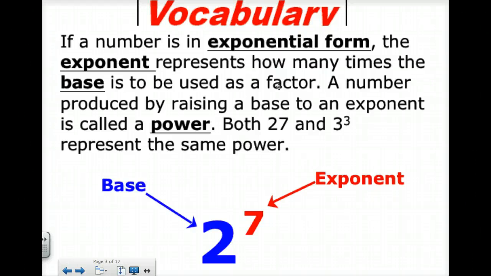Both the number 27 and 3 to the third power represent the same power. Notice in blue, that is our base, and in red is our exponent. And again, remember, your exponent tells you how many times the base is to be used as a factor. This is not 2 times 7, which is 14. You are multiplying the number 2 times itself 7 times.